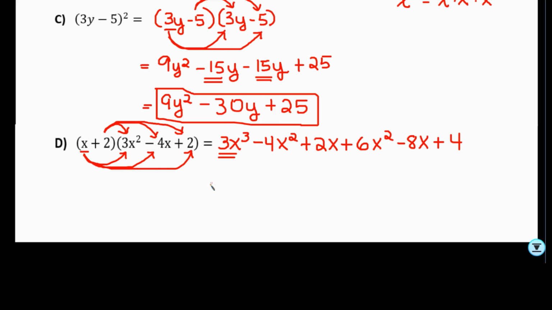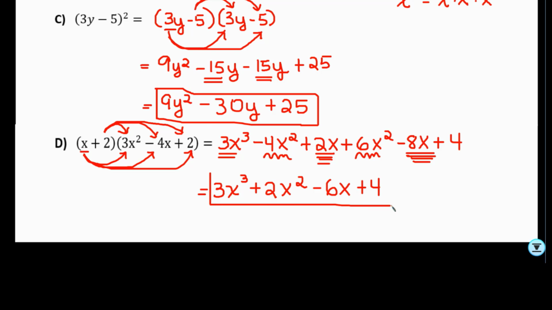And since I cannot combine anything with 3x cubed, I'm just going to bring it down. The next power would be x squared, so I can combine negative 4x squared with positive 6x squared. So this would be positive 2x squared. And then I'm going to do the 2x with the negative 8x. So 2 minus 8 gives us negative 6x. And then we have the positive 4, and we bring it down. Very good. So that is the answer for this example.